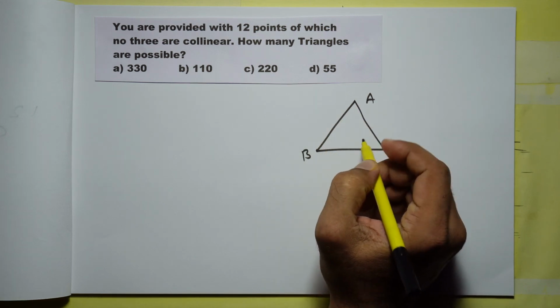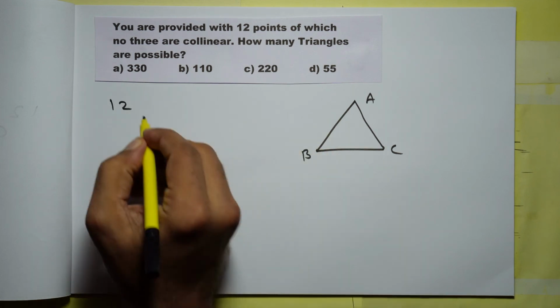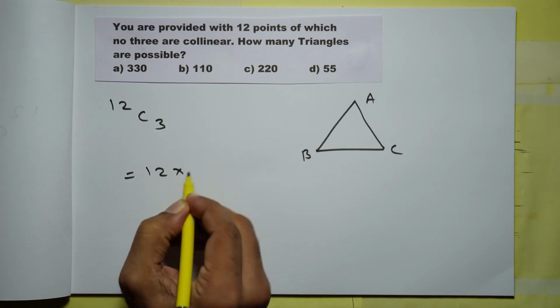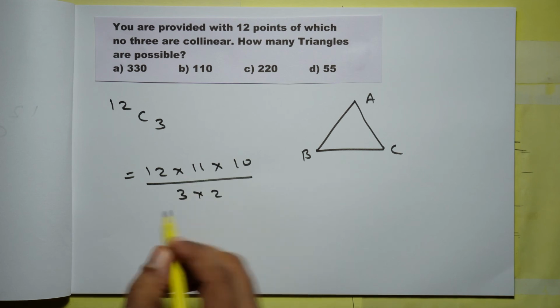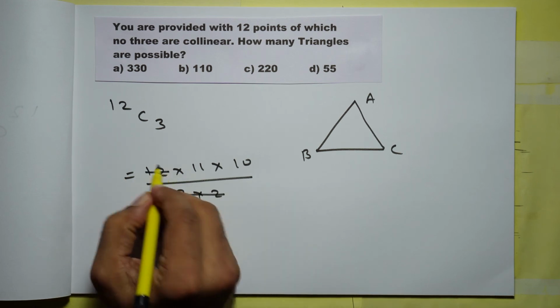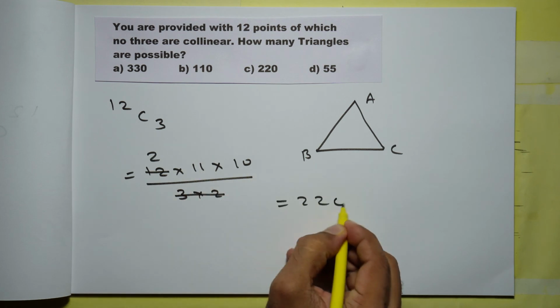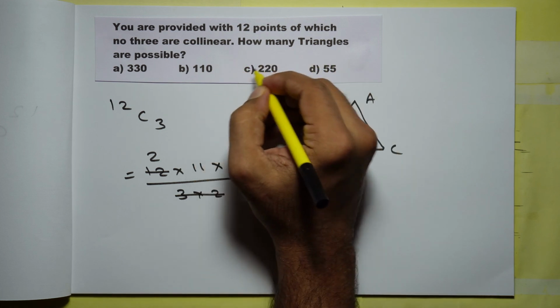Order doesn't matter. So altogether 12 points are there. In how many ways can you choose 3 points? So that will be 12C3. So that is 12 into 11 into 10 by 3 into 2. 3 into 2 is 6. 6 divides 12 2 times. 2 into 11, 22 into 10, 220. So altogether 220 possible triangles are there. Hence option C.